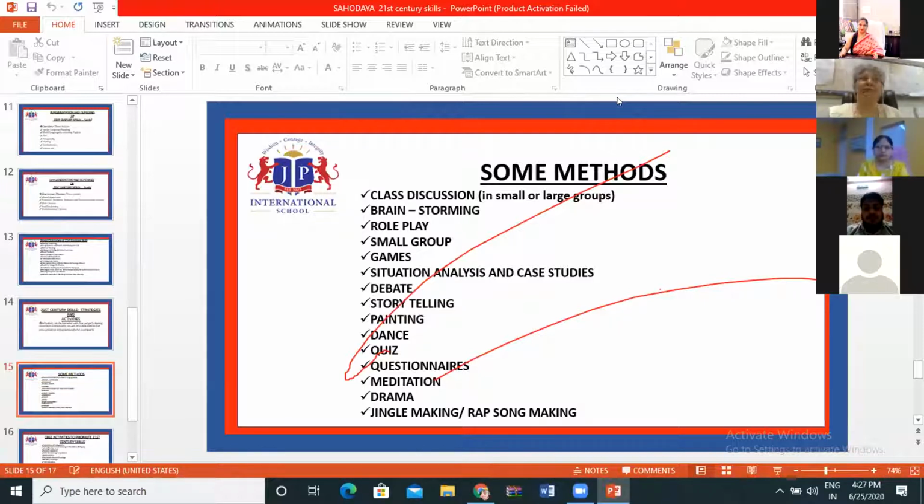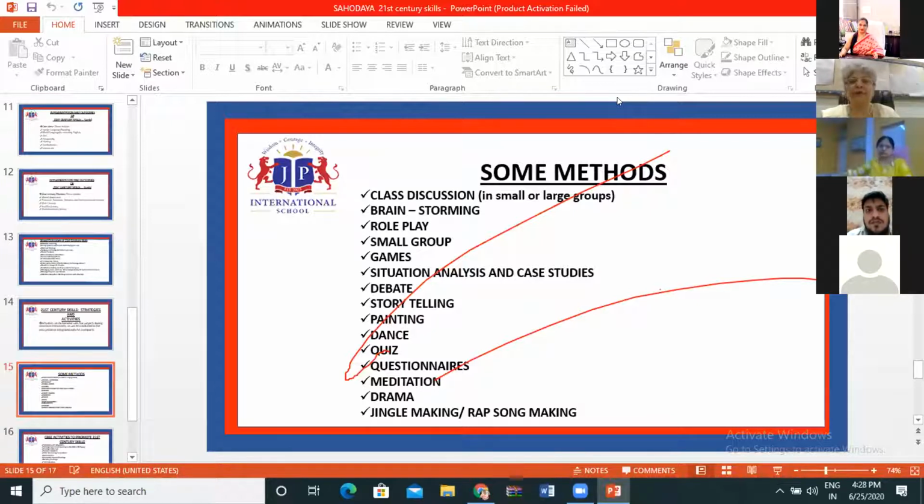We can give them to prepare out of a chapter. Paragraph-wise, we can take out 10, 20 lines, make one question from each line and make a questionnaire, and let the child go home and solve that questionnaire. We can inculcate drama skills into the children. They can represent what they have learned through drama, jingle making, and rap song making. They can do all these activities.